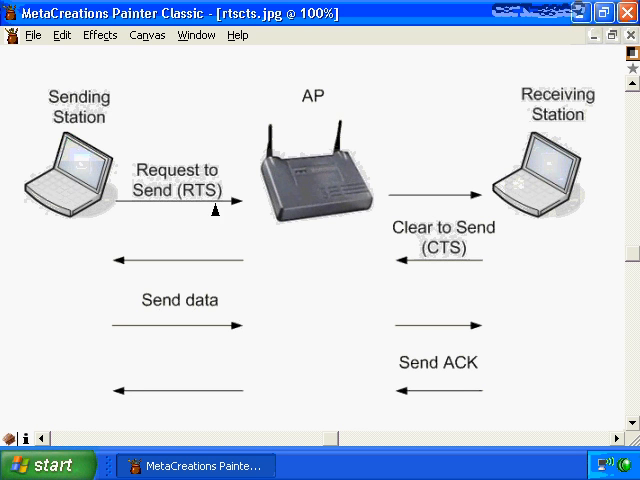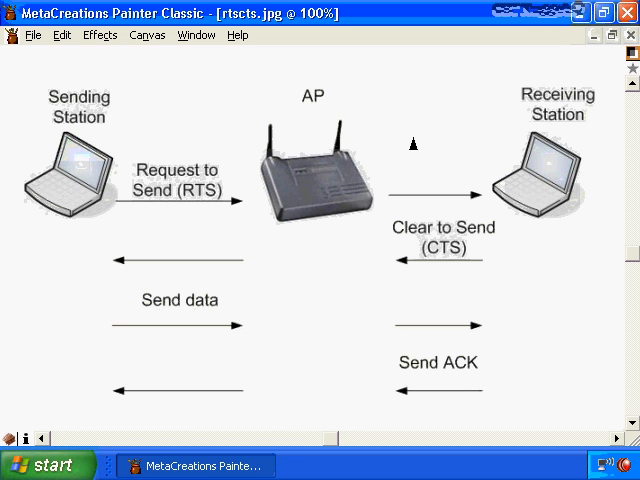So it's a pretty basic process. I'm going to announce my intent to use the wireless medium. So please, can I request the use of the wireless medium? It's going to wait back for a clear to send. Yeah, everything's okay. Go ahead, send your data. Sure thing. I'm going to send my data, and then it's going to wait for an acknowledgement back.